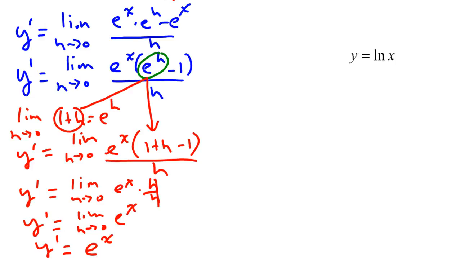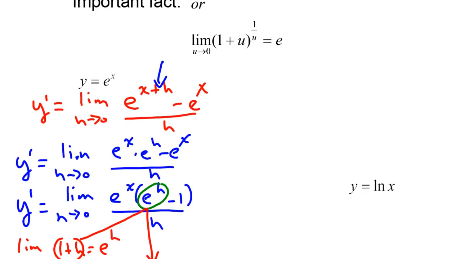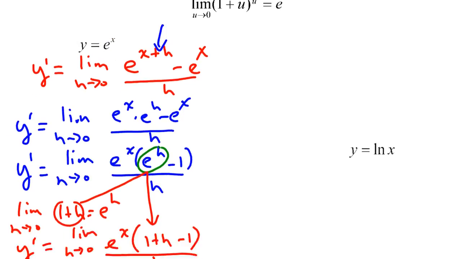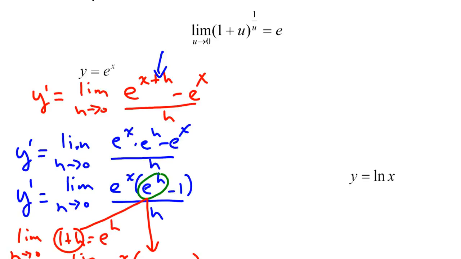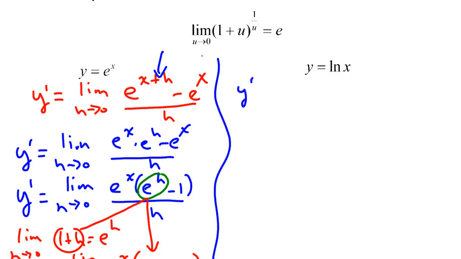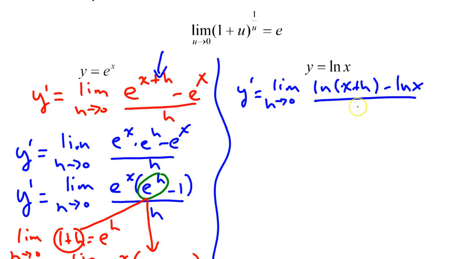And I've shown you that the derivative of y equals e to the x is equal to itself, e to the x. Okay, let's do it again now with the function y equals the natural log of x. Okay? Again, using the definition, I know that I can say that y prime is equal to the limit as h approaches 0 of the natural log of x plus h minus the natural log of x over h.